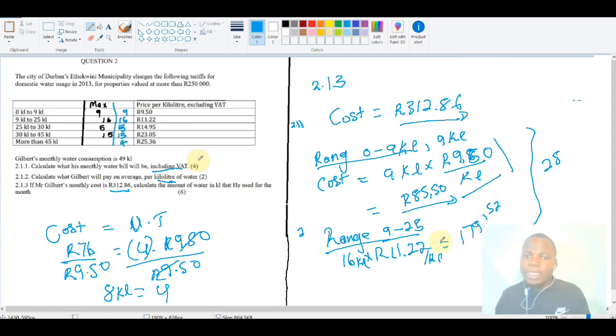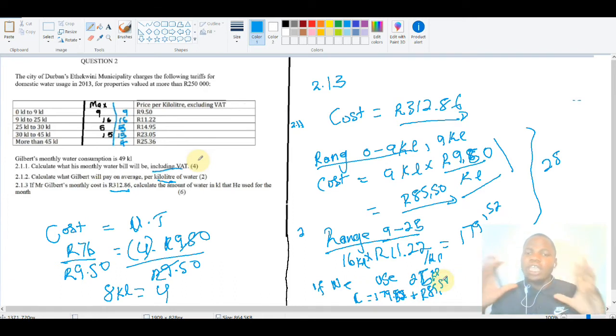179.52. So this is when we use the whole 16 part. What is the cost already if it's 25? If we use 25 kiloliters, what is the cost? The cost, you add 179.85 plus 85 rand.